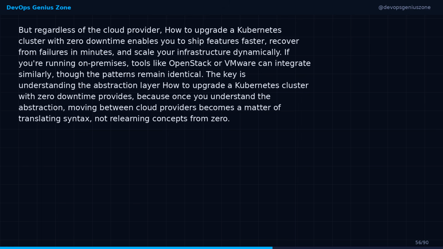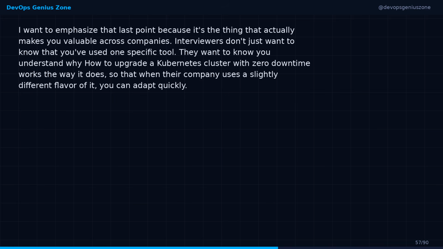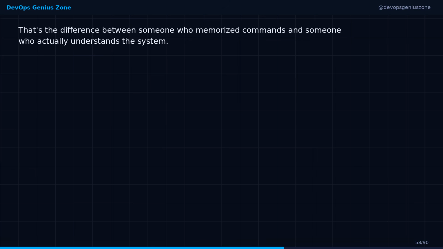The key is understanding the abstraction layer that how to upgrade a Kubernetes cluster with zero downtime provides, because once you understand the abstraction, moving between cloud providers becomes a matter of translating syntax, not relearning concepts from zero. I want to emphasize that last point because it's the thing that actually makes you valuable across companies. Interviewers don't just want to know that you've used one specific tool. They want to know you understand why it works the way it does, so that when their company uses a slightly different flavor of it, you can adapt quickly.